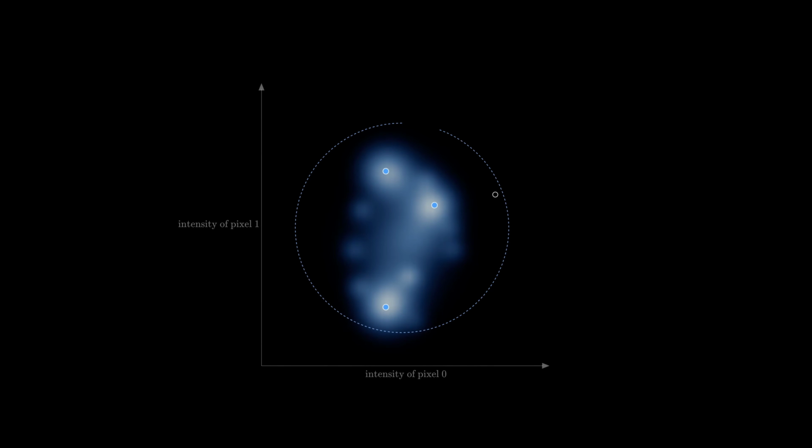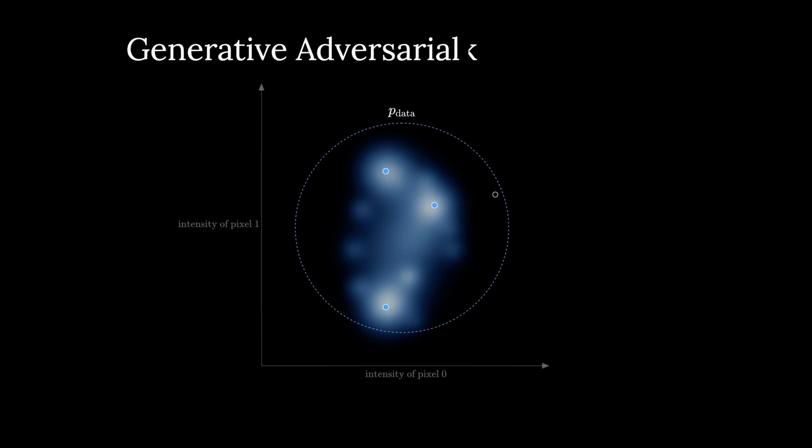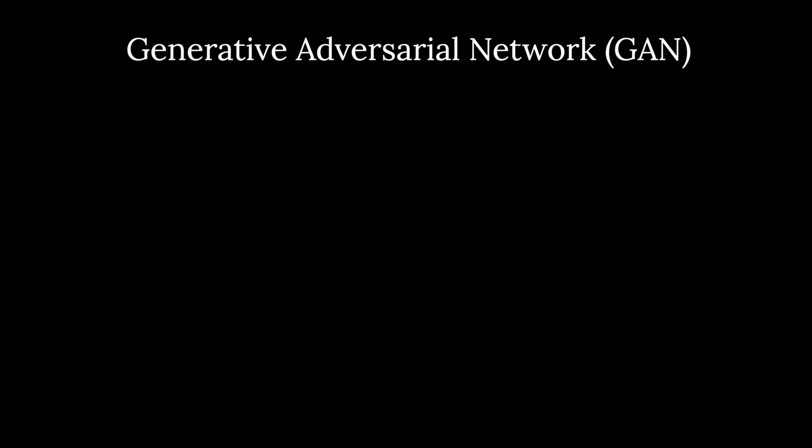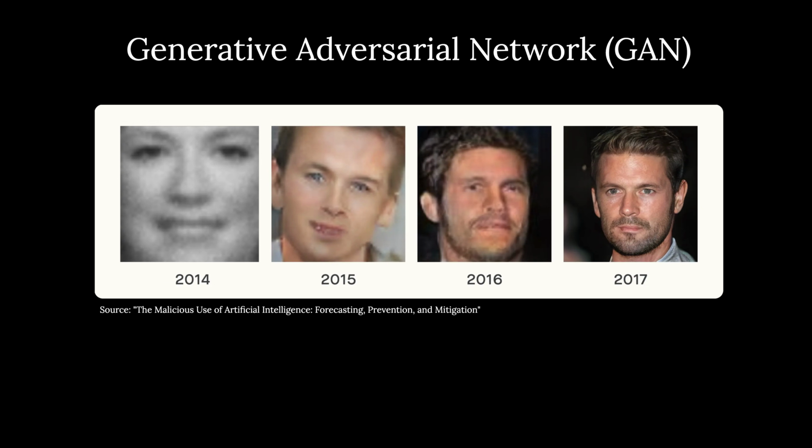We'll call this density P data because it reflects the true but unknown density of the data. The ultimate goal of generative modeling is to learn P data from a set of training images. That way, at inference time, we can generate new ones unseen during training. Older models, like generative adversarial networks or GANs, attempted to learn P data directly, but their output quality suffered.